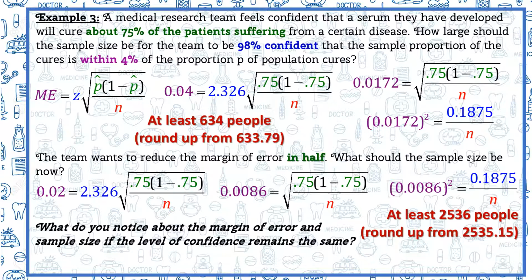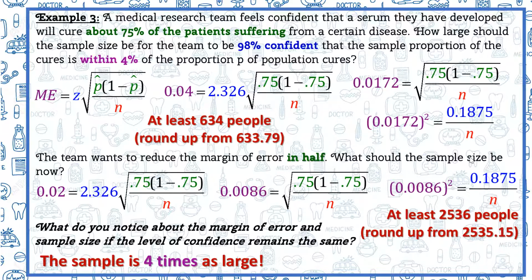Ooh, notice it jumped up quite a bit. So what do you notice about the margin of error and the sample size if the level of confidence remains the same? Notice this one jumped up 4 times. So why was it 4 times? It says it reduced it in half. I wonder why the sample size just wouldn't be doubled. I want to talk to twice as many people to reduce the margin of error.